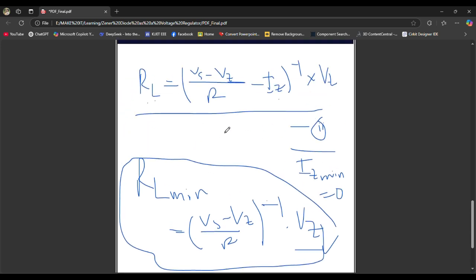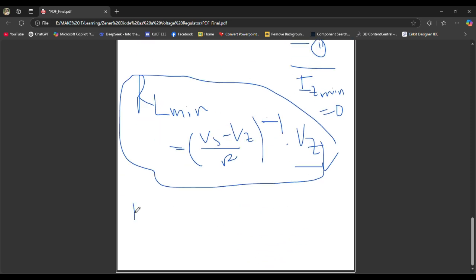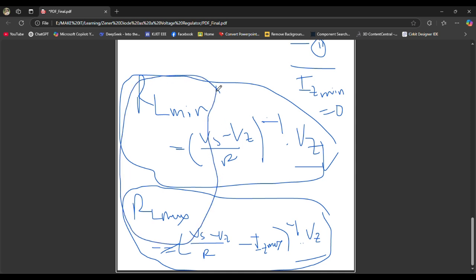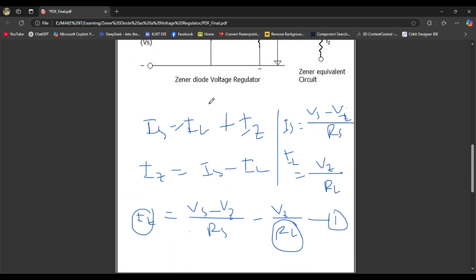And if you try to find RL maximum, it is very simple. We just have to write the equation again, there is no variation in this equation, with Iz max, whole inverse, multiplied by Vz. These are the two equations from which we can get the limitation of the load resistance. So our first case is done.